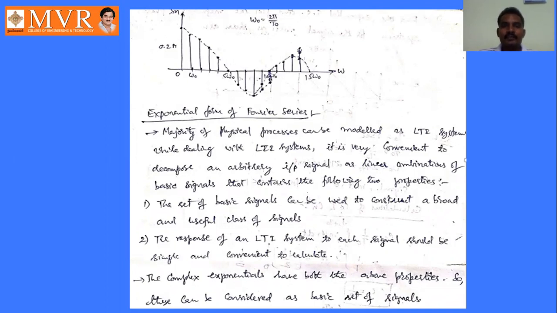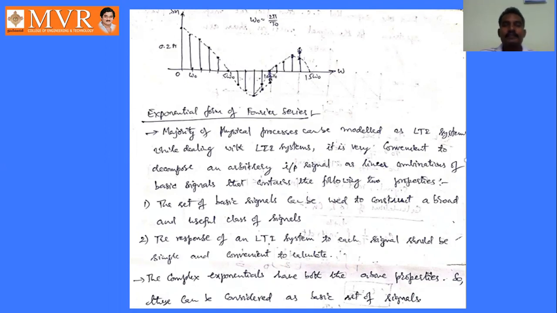After that, this form can be simplified by using the polar form, because it is a more compact form. That is m of t equal to s0 plus sigma n equal to 1 to infinity Sn cos n omega naught t minus phi n, where mod Sn is square root of an square plus bn square, and phi n is minus tan inverse bn by an.